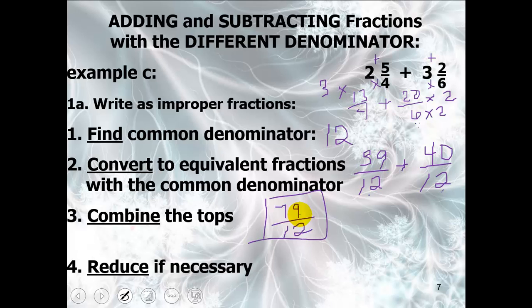Does 2 go into 79? No. Does 3 go into 79? No. Does 4 go into 79? No. And neither does 6. So this is the reduced form.